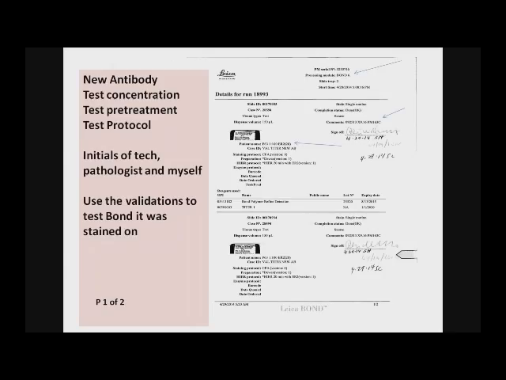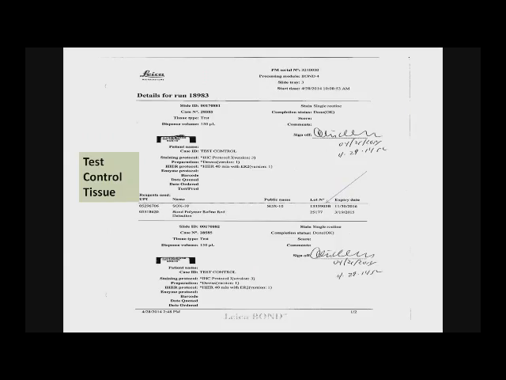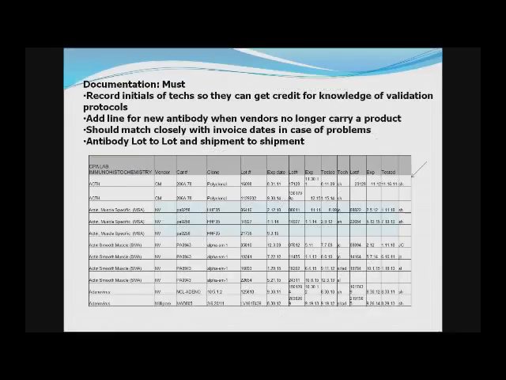Now, we also use this paperwork for controls so that we have a record that this control was tested. And if you make your labels right for the paperwork, you can also see the concentration of your antibody, your pretreatment, and your test protocol. Now, I'm sure that most immunohistochemistry systems, you're able to do this, but this is how we manage this using the system we have.